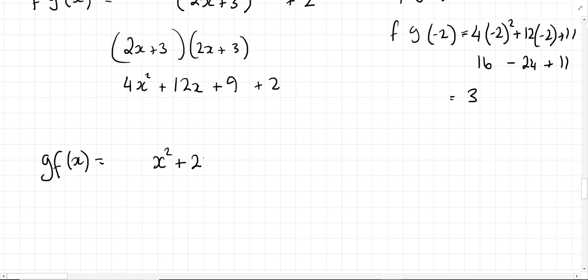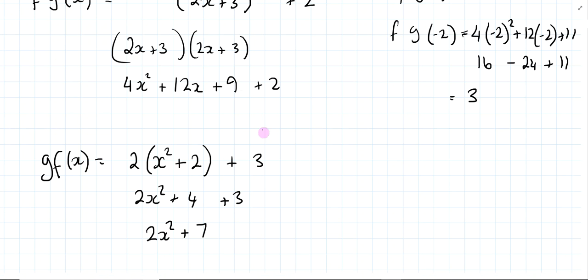And then that gets put into g of x. So it becomes, I always put brackets around it, and now just imagine that's x, and it becomes 2 times x squared plus 2, all squared, plus 3. Now I can expand and simplify: 2x squared plus 4 plus 3, so we end up with 2x squared plus 7. Okay? So that's gf of x. Simple, right?